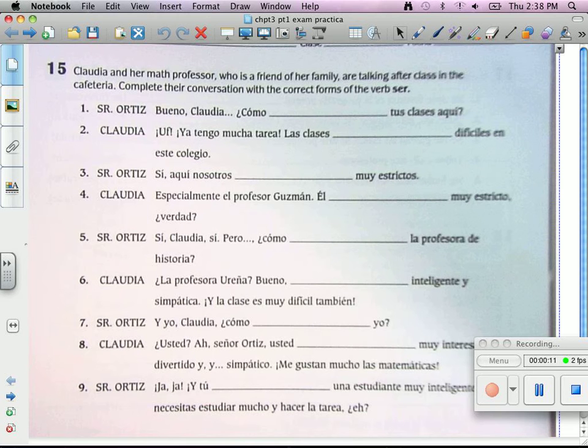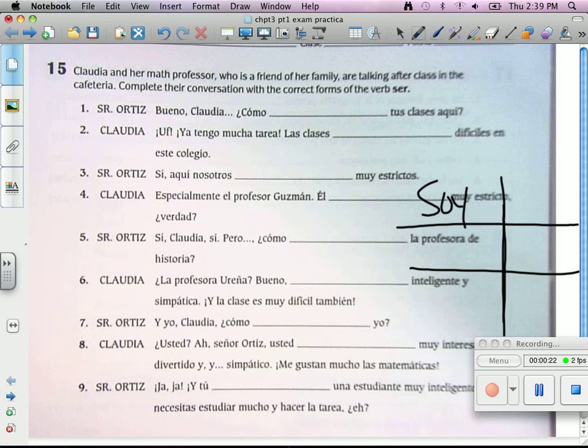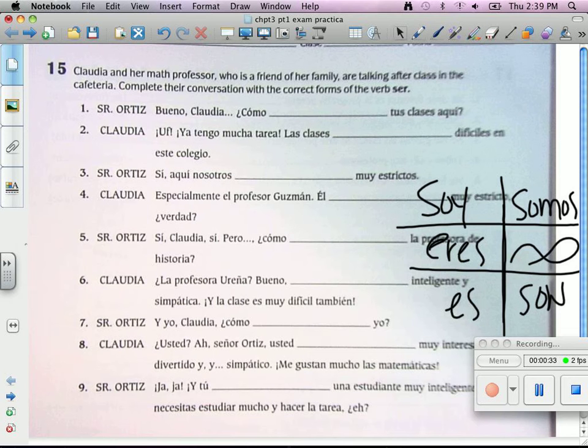Open that up. All right, first thing we want to do is write our SARE chart. We'll put our SARE chart over here. We have soy. We have eres. We have es. We have somos. And we have son. And what goes here? A squiggly.